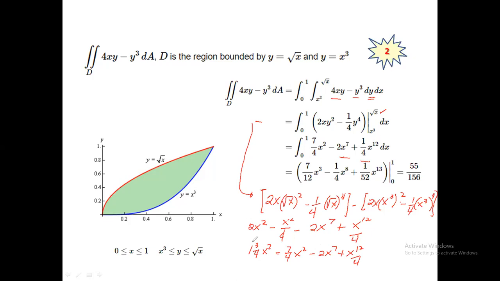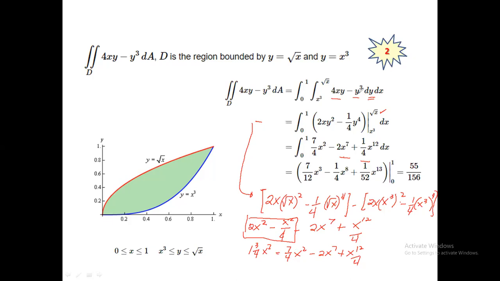Okay, this 1 and 3/4 x squared is coming from here. The 2 minus 1/4 is 1 and 3/4. And then you write this as an improper fraction. If you write it in this manner, you have 7 over 4 x squared.